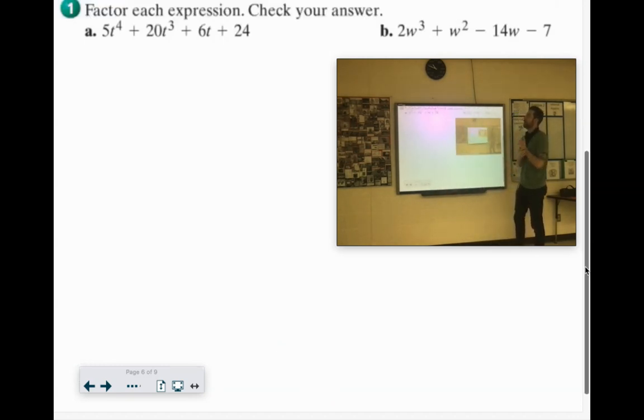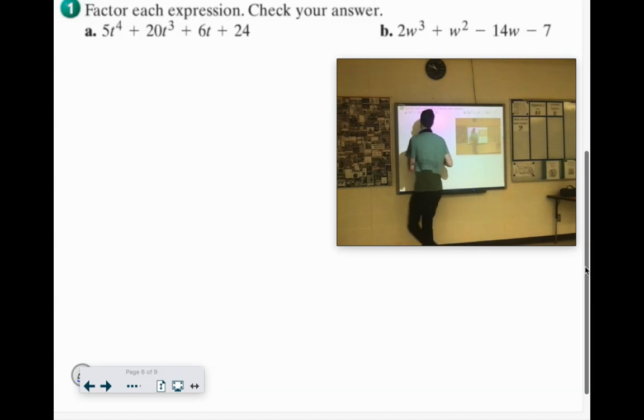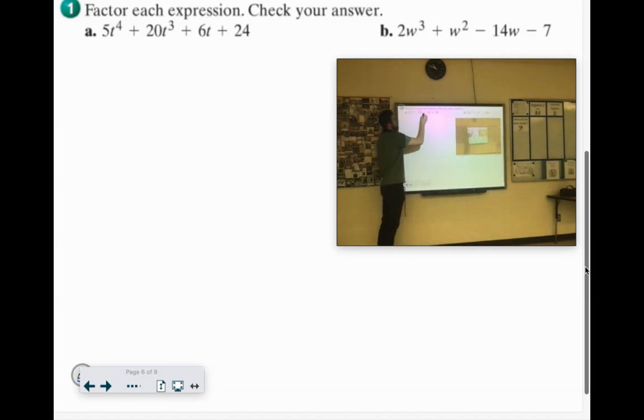So 5t squared, 5t to the fourth, 20t to the third, 6t, and 24. They don't all have t's, so they don't even have a common factor except for 1. So we'll split it. Left side, 5t to the fourth, 20t to the third. They both have at least t to the third. And 5 goes into 5 and 20. So we'll factor out 5t to the third. 5t to the third times t is 5t to the fourth. 5t to the third times 4 gives you the 20t to the third.